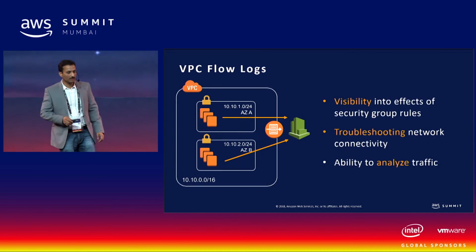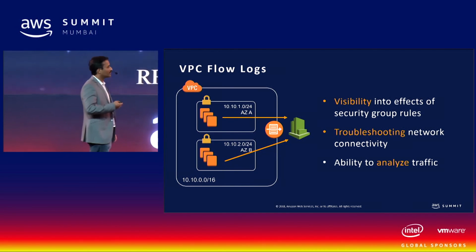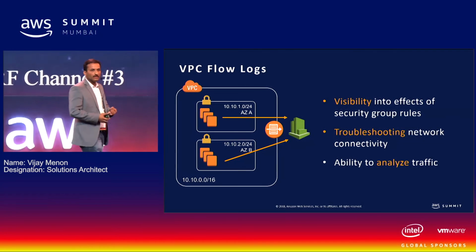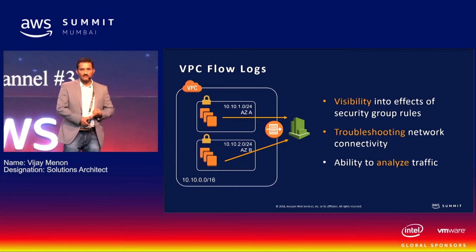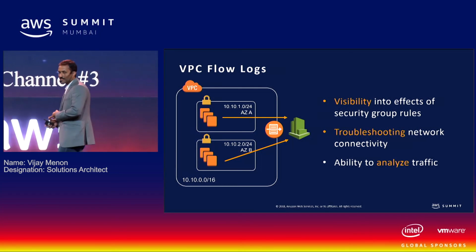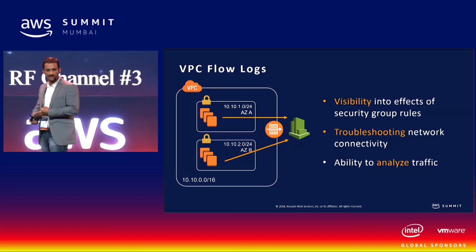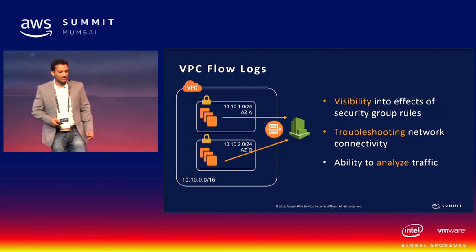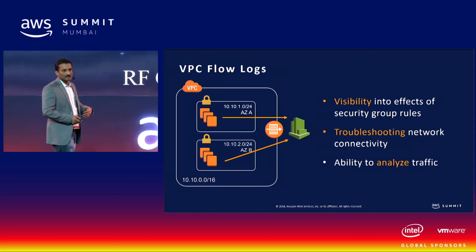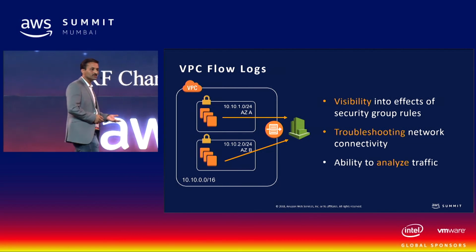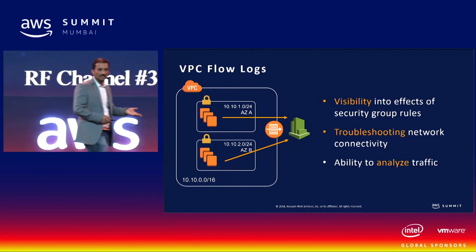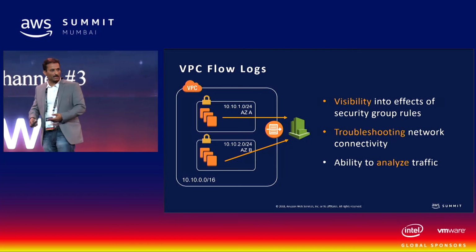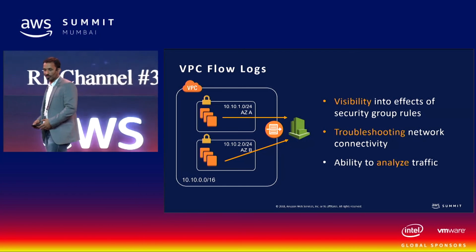What VPC flow logs do is, when you enable them, you can enable them on an EC2 instance ENI, on a subnet in a VPC, or for the entire VPC itself, right? Once you enable it, it's going to start sending the VPC flow logs to CloudWatch, right? And it can be used for troubleshooting purposes, or if you want to analyze traffic, or see how your application is behaving on the network, you can use these logs to look at that, right?